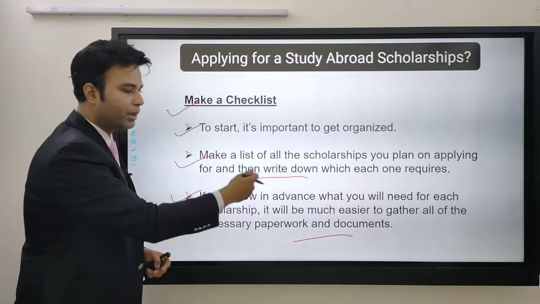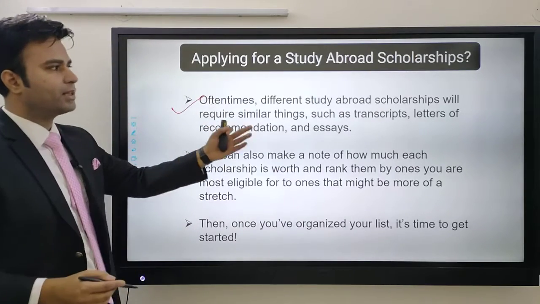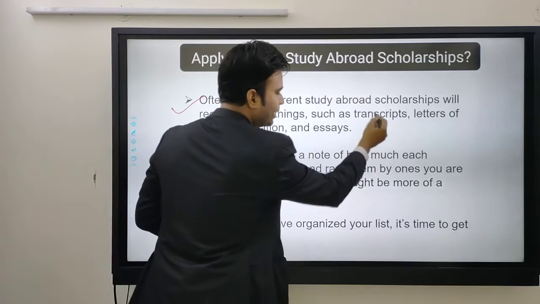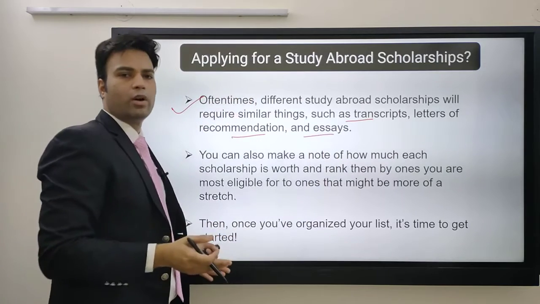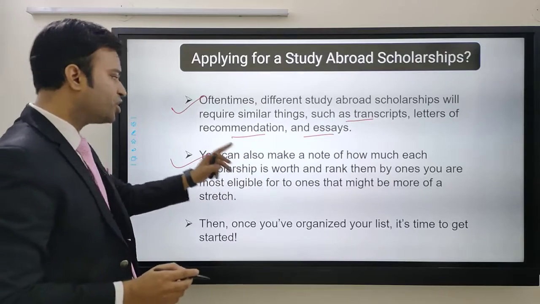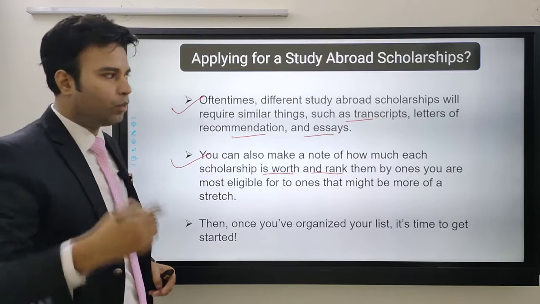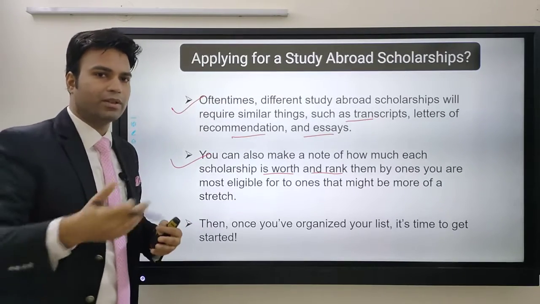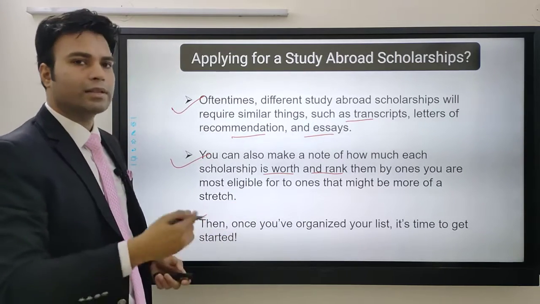Now we'll talk about the paperwork and documents. So oftentimes different study abroad scholarships will require similar things, right? It's like transcripts, letters of recommendation, essays. These are common in all these scholarships, so you don't need different ones for those. You can also make a note of how much each scholarship is worth and rank them, right? So this is my top priority. This is not that much of a priority that way. Okay.